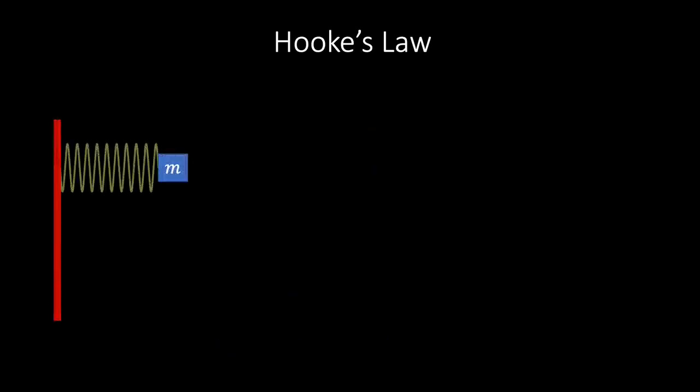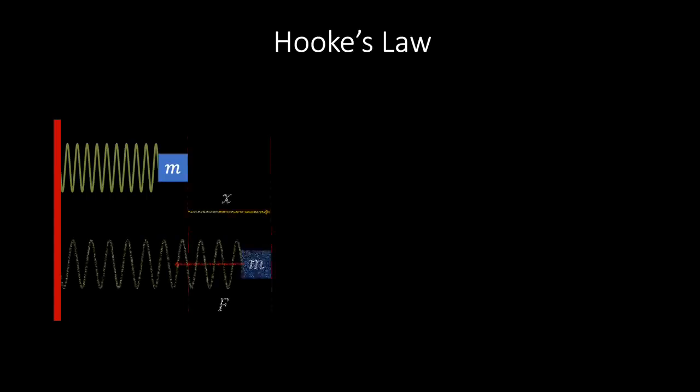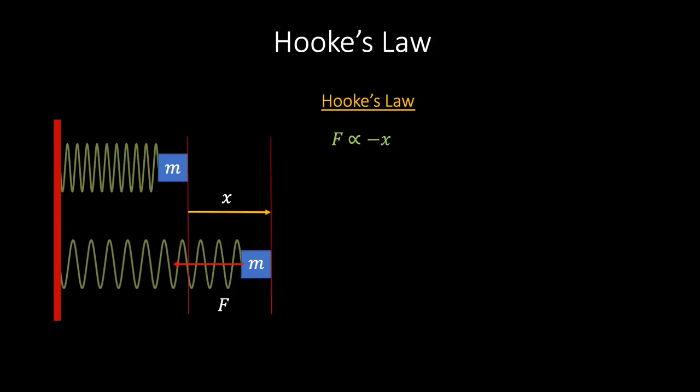Consider an unstretched spring fixed at one end with a mass m attached to the other end. If you then pull on the mass and extend the spring by some amount x, the spring exerts a restoring force F on the mass, which tries to return the spring to its equilibrium length. Hooke discovered that the restoring force F is proportional to the extension x. In other words, if you double the extension, the restoring force doubles.